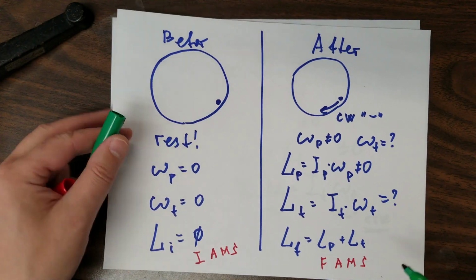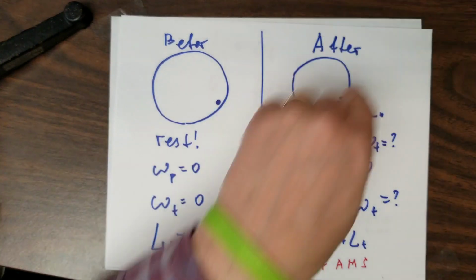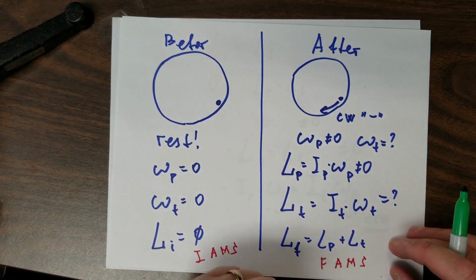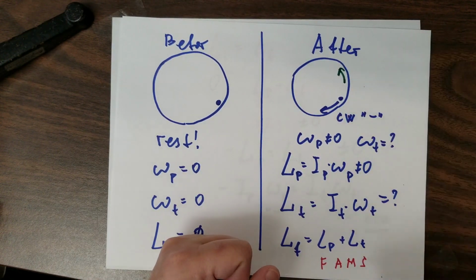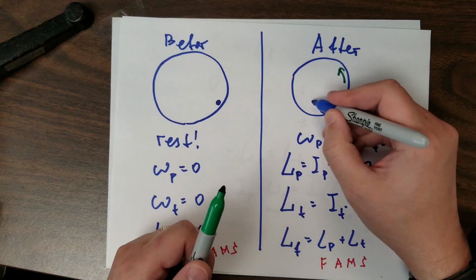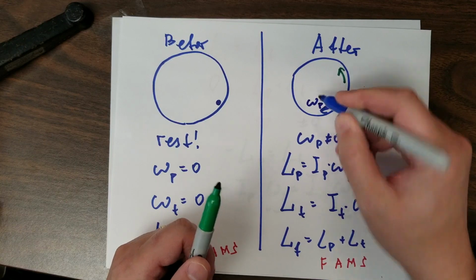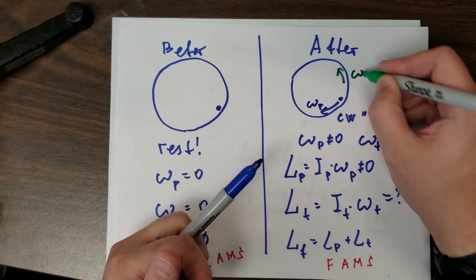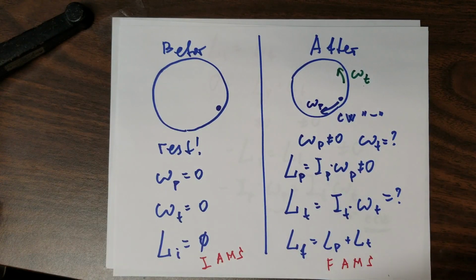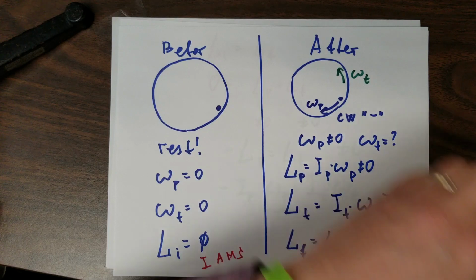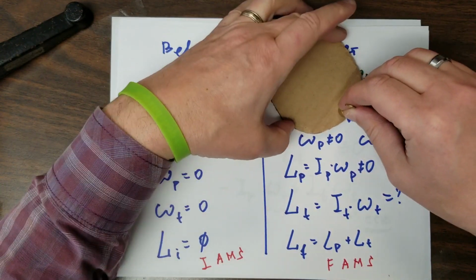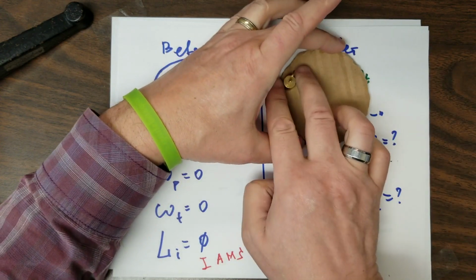So when the person starts walking clockwise and we don't hold on the turntable, it starts rotating counterclockwise. So this arrow represents the angular velocity of the person, and this arrow represents the angular velocity of the turntable. So it might look something like this. The guy walks and the table turns.